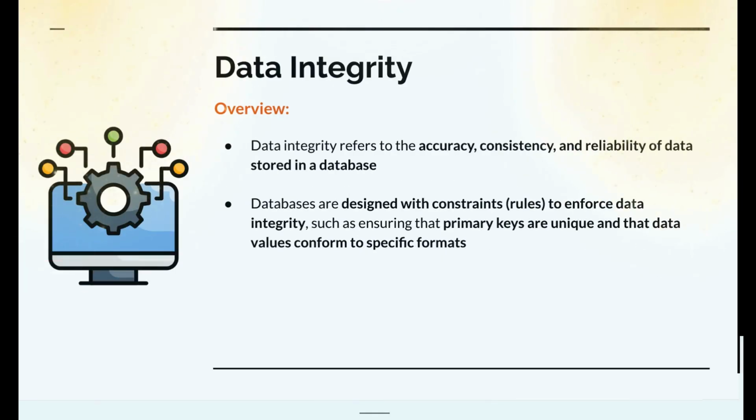Number 6. Data integrity. Data integrity refers to the accuracy, consistency, and reliability of data stored in the database. Databases are designed with constraints, rules to enforce data integrity, such as ensuring that primary keys are unique and the data values conform to specific formats.